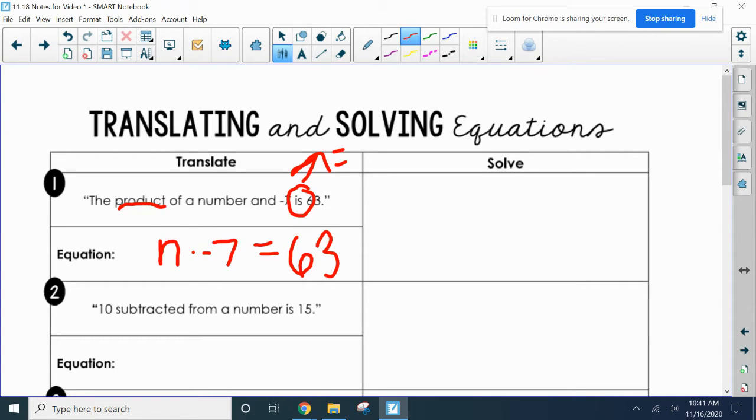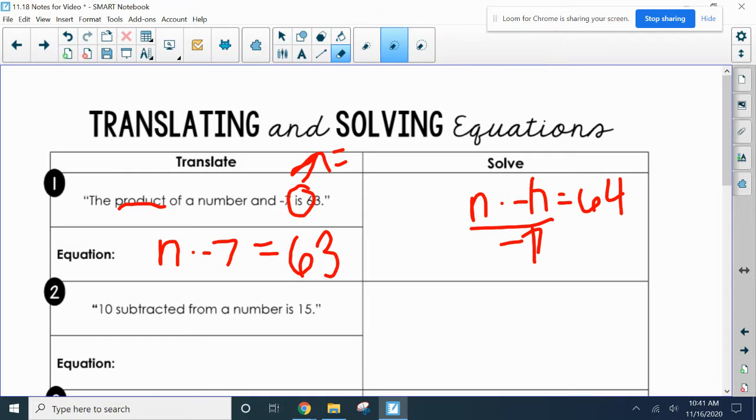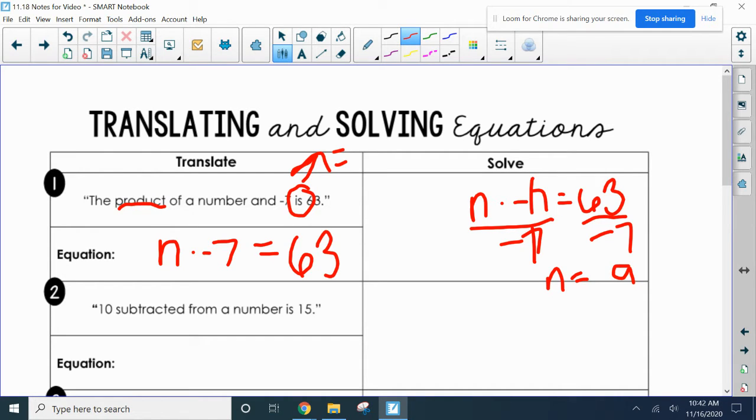So now we just have to remember what is our inverse of multiplication. That's right, division. So we're going to divide both sides by -7, because what I do to one side, I do to both. And then n is going to be equal to 63 divided by 7, and that is going to be 9. But because I have a positive and a negative, my answer is going to be a negative 9.